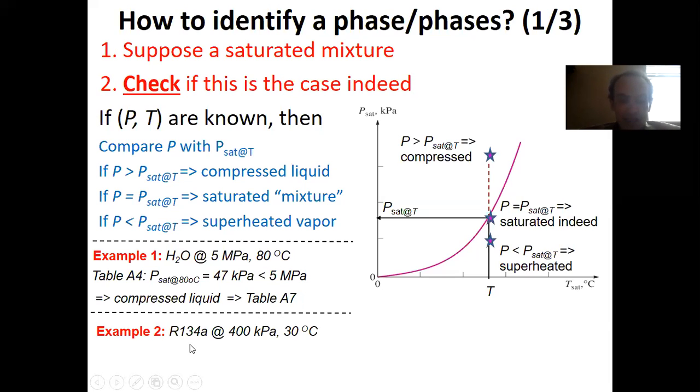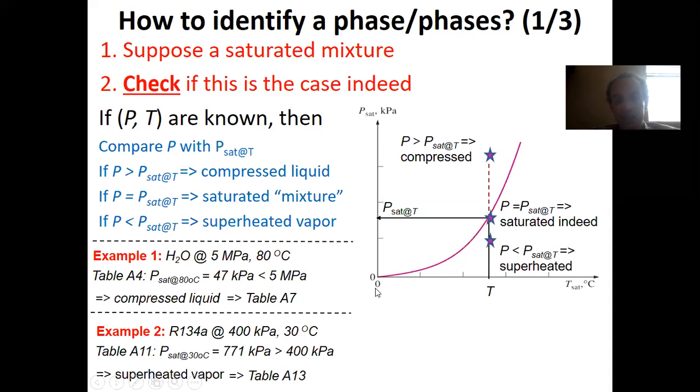Another example, let's say I have Freon at 400 kilopascals and 30 degrees Celsius. Again, I will take my temperature of 30 degrees and see what my saturated pressure is at this given temperature. It is 770 kilopascals. But this exceeds my pressure, which is 400. So where am I? I'm here, which means that I deal with superheated vapor. And from here, you are ready to go to table A30, which is superheated.